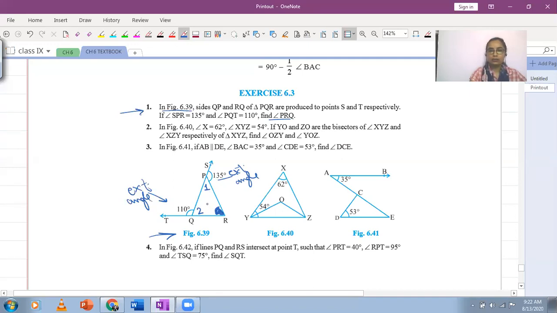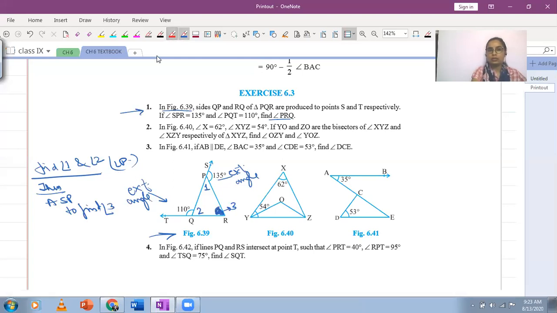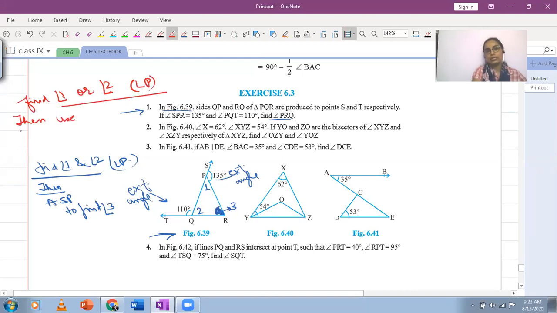Or we can find 1 and then use the exterior angle property. 110, 2 plus 3 equal to 135. There are actually 2 ways to do it. You can first find angle 1 and angle 2 using linear pair, and then apply angle sum property to find your required angle. Let's mark this as 3. So then find angle 3. This is one way of doing it. The other way of doing the same question is if you find angle 1 or angle 2, इनमें से कोई एक फाइंड कर लो using linear pair and then use exterior angle property.